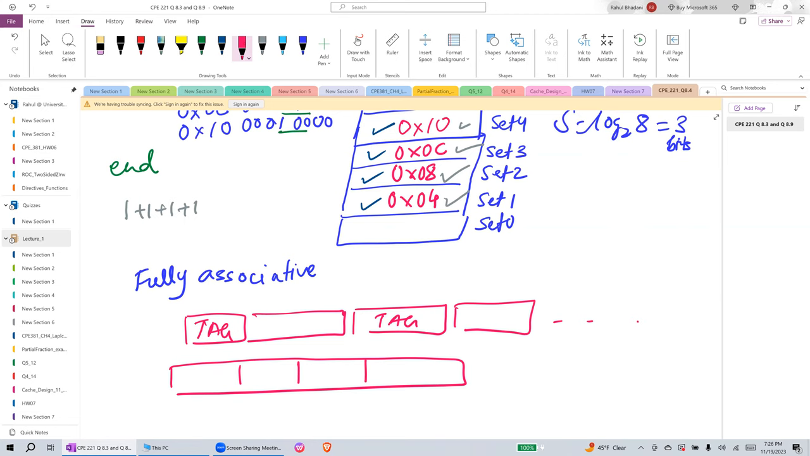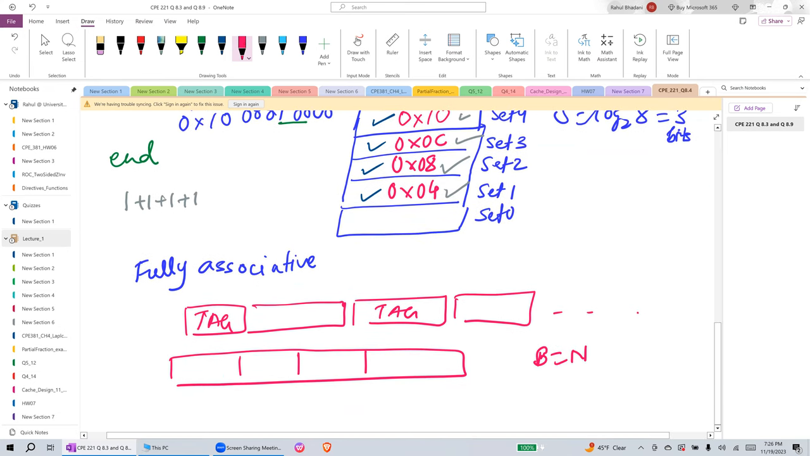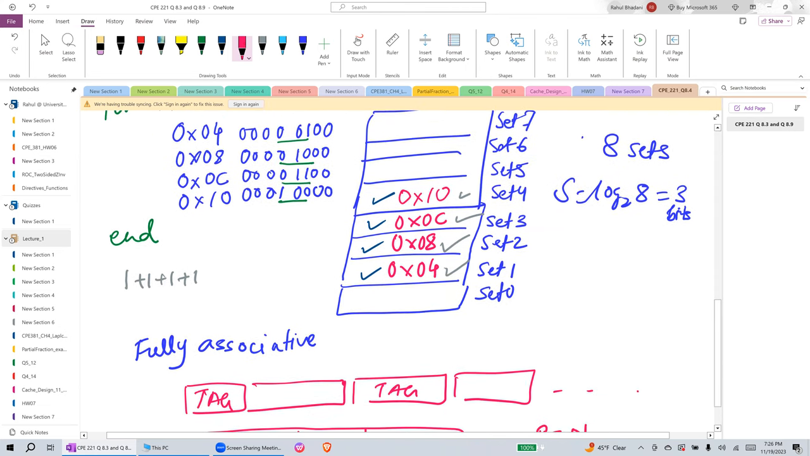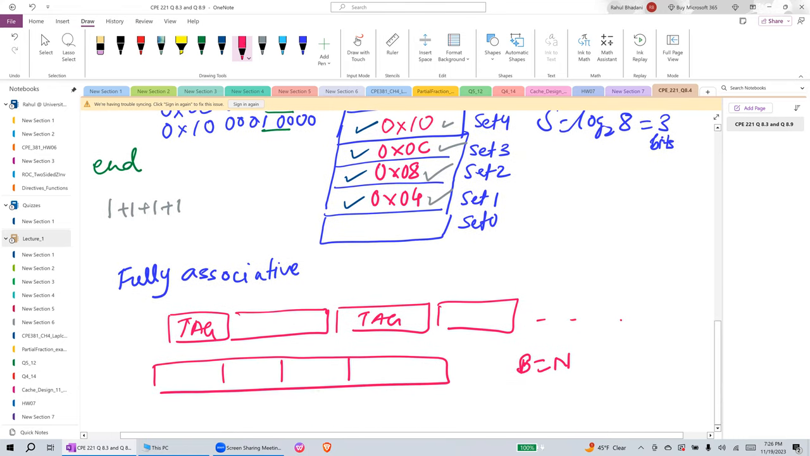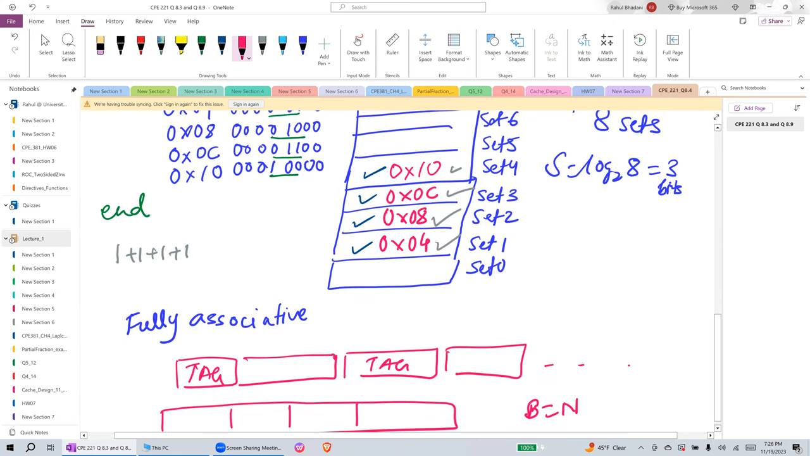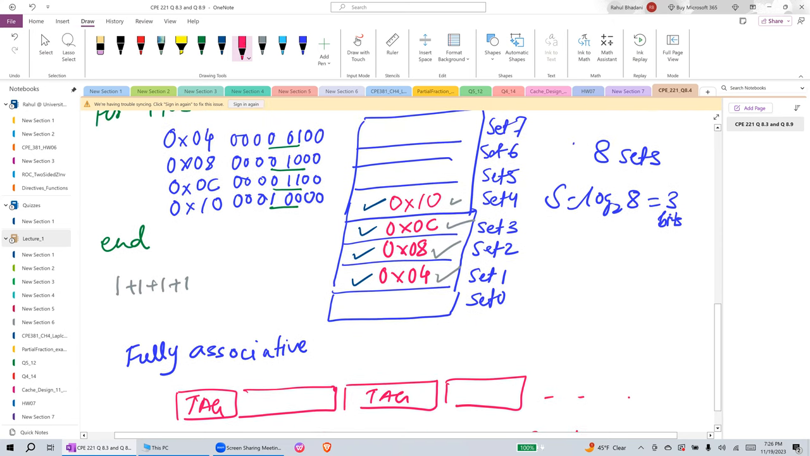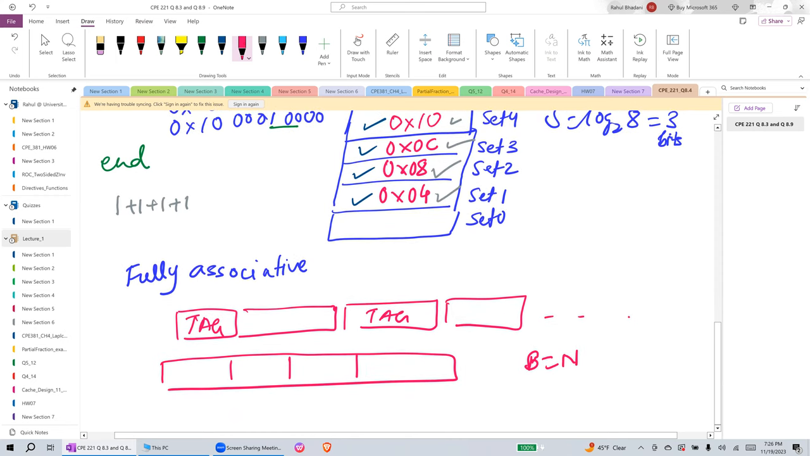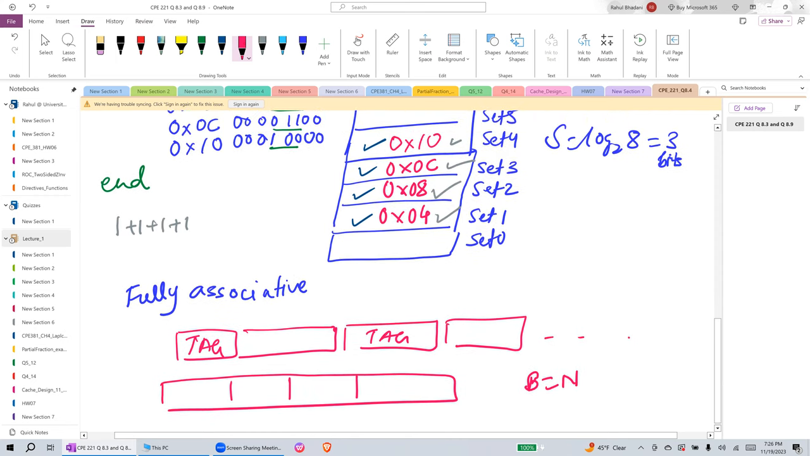So in this simplified representation, we say that a single set with B ways, so in this case, B equal to N. So there will be a total of N columns. So if these sequences of addresses need to be iterated over and over again, okay, let's say we have 4 in this case.